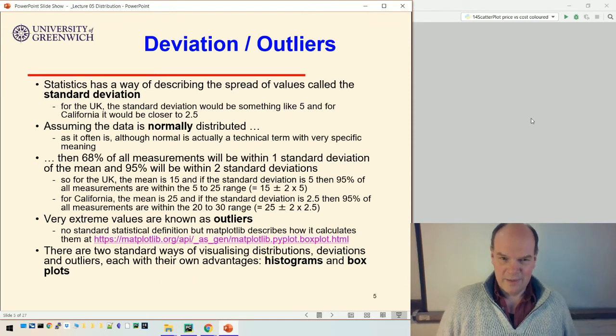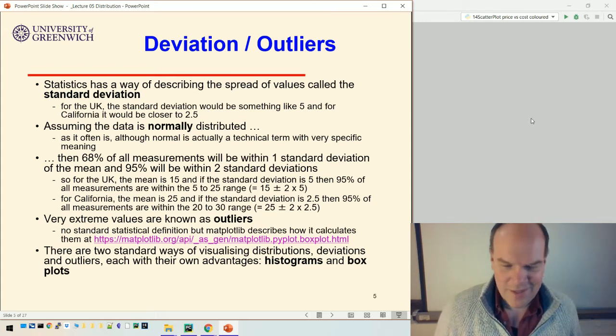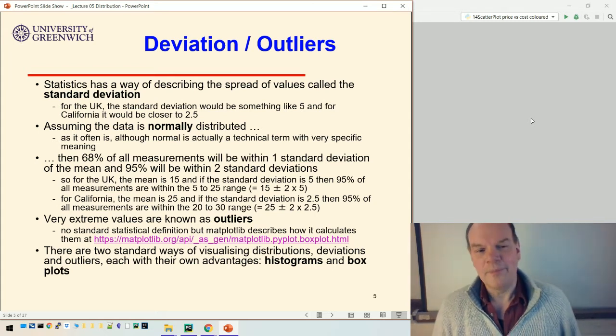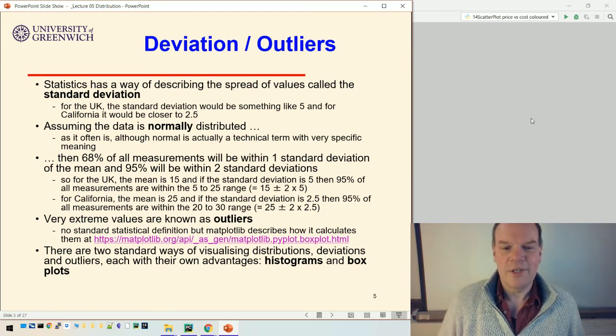So that's a statistical way of describing how much the data is spread out, but we're doing visualization, right? Not statistics. So there are 2 standard ways of visualizing distributions. Actually, there's a number, but we're going to look at 2 of them.